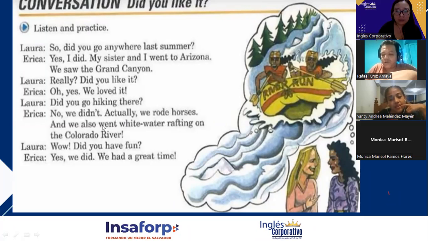We rode horses. Okay, white water rafting se refiere a esto, ir en balsas en las aguas, ellos le llaman aguas blancas a las aguas con bastante espuma. Okay, questions? Yes, ¿cómo se dice actualmente en inglés? Currently. Oh. Totalmente opuesto, yo sé. Currently, se lo voy a poner ahí en el chat.